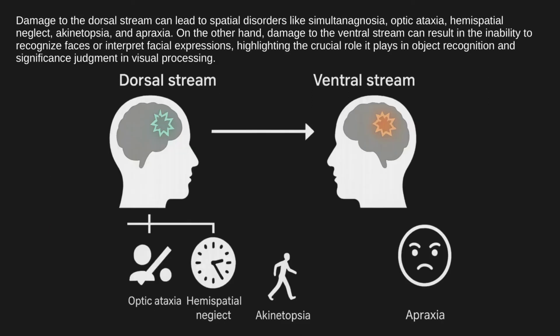Damage to the dorsal stream can lead to spatial disorders like simultanagnosia, optic ataxia, hemispatial neglect, akinetopsia, and apraxia. On the other hand, damage to the ventral stream can result in the inability to recognize faces or interpret facial expressions, highlighting the crucial role it plays in object recognition and significance judgment in visual processing.